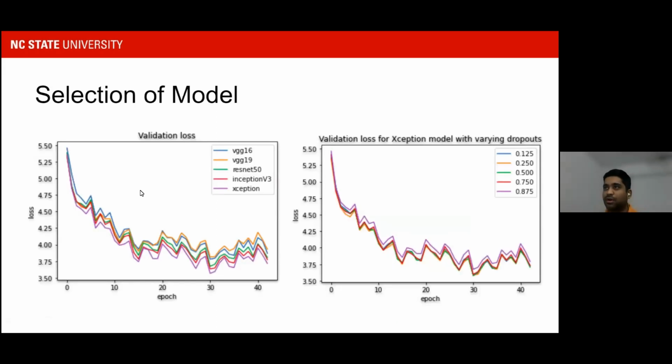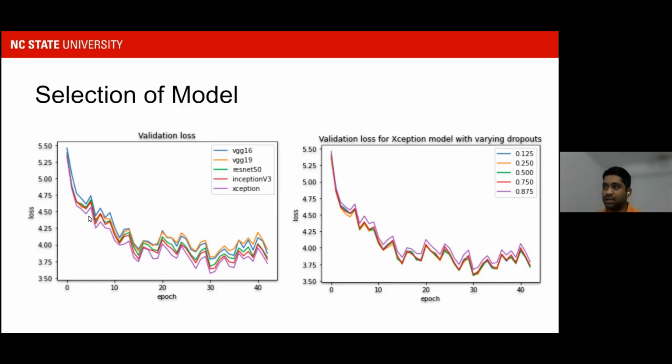So for the merge model, for the image extraction part, we chose VGG16 as our base model. We use a pre-trained version of that particular network to extract the features from the input image. And similarly, we considered all the other networks such as VGG19, ResNet50, Inception version 3, and Xception. And we plotted the validation loss curves of each of the neural networks. And as you can see, the Xception network performs the best as compared to the others.